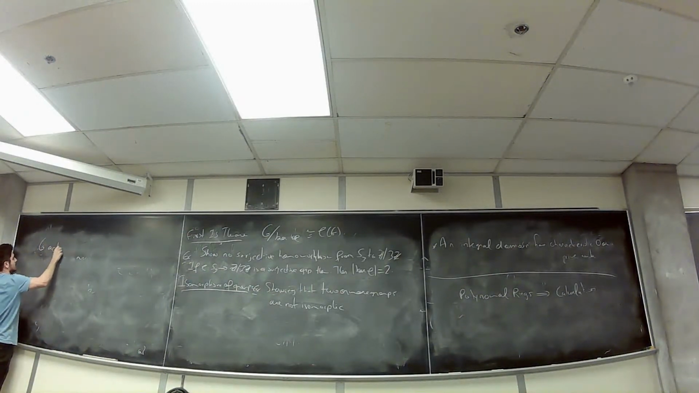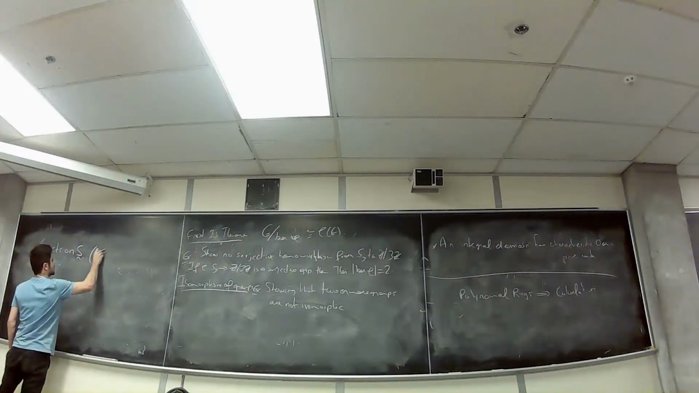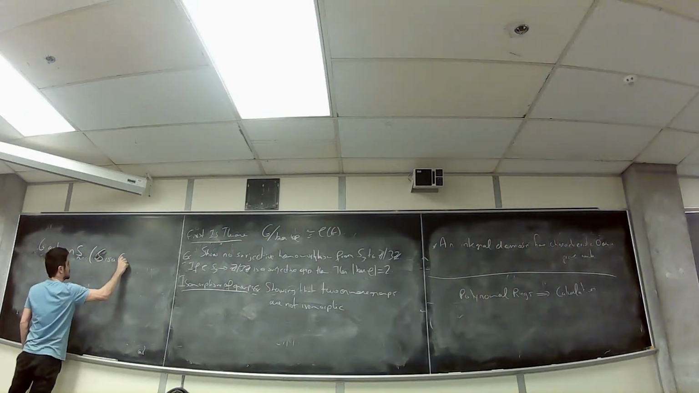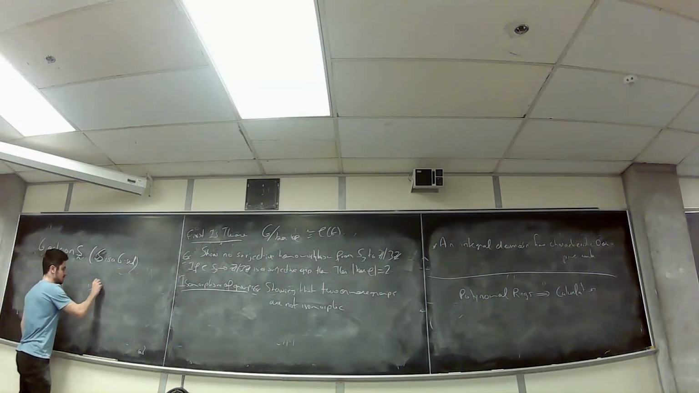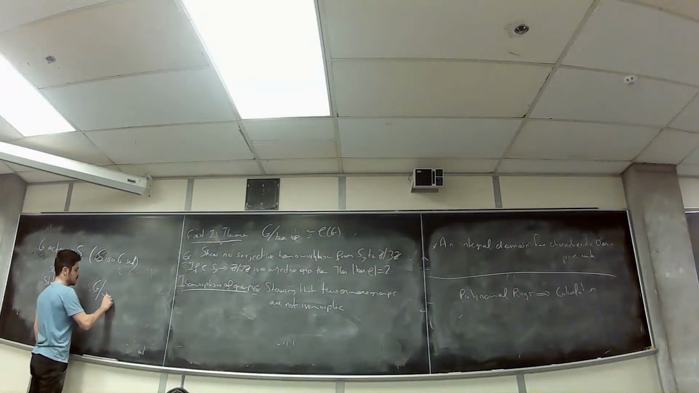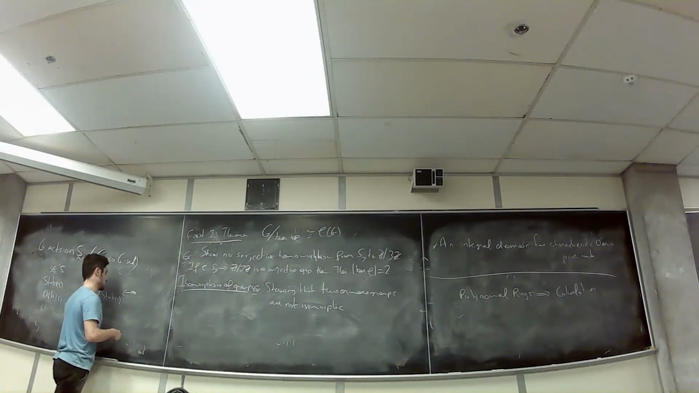G acts on S, for example, or S is a G-set. You should be able to define Stab(S), a subgroup of G, and Orb(S), an orbit of S, which is a subset of S. And then you have a bijection between G mod Stab(S), the left cosets of Stab(S), and what as well?